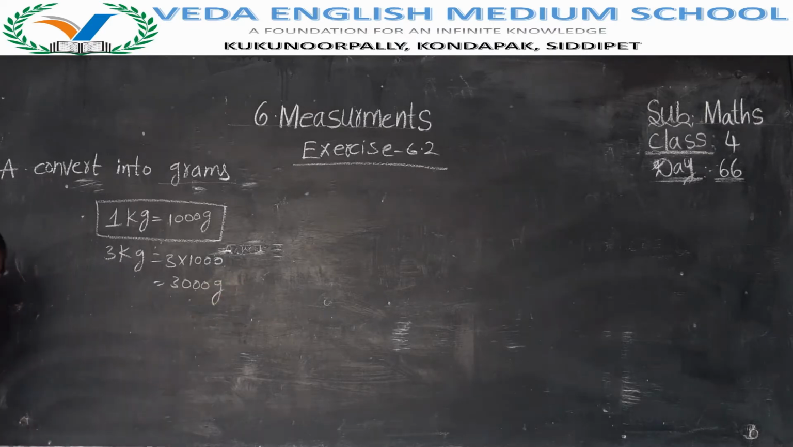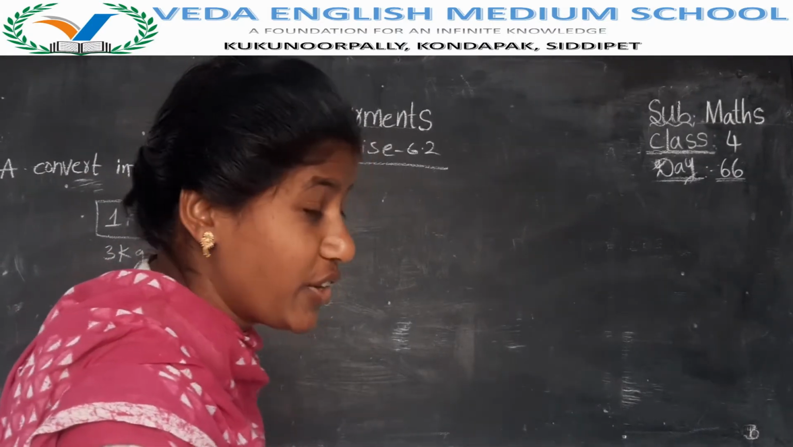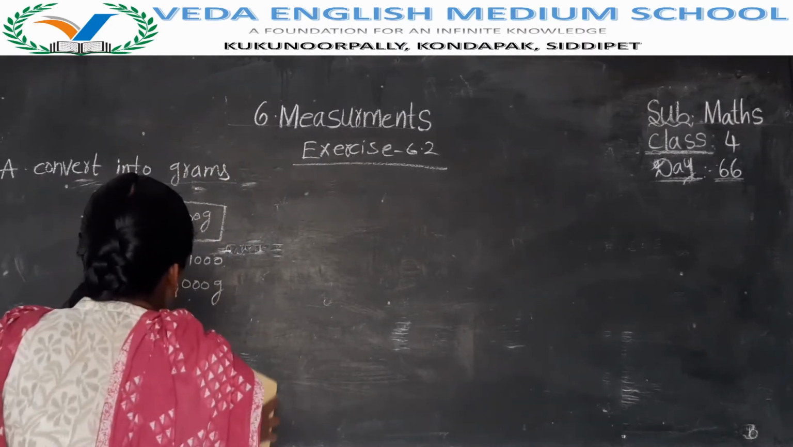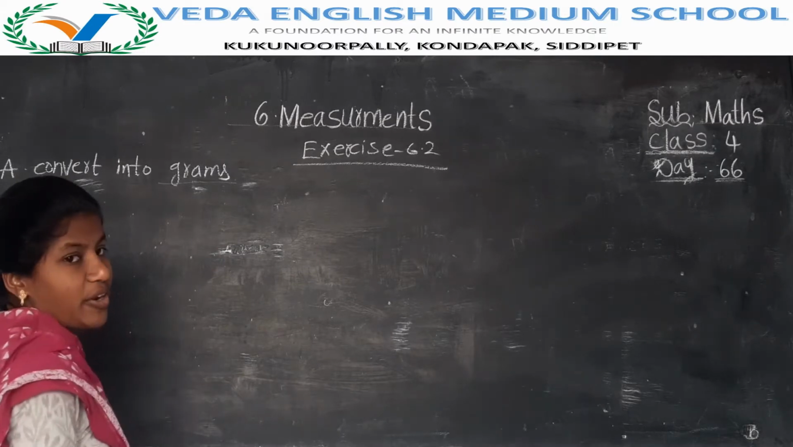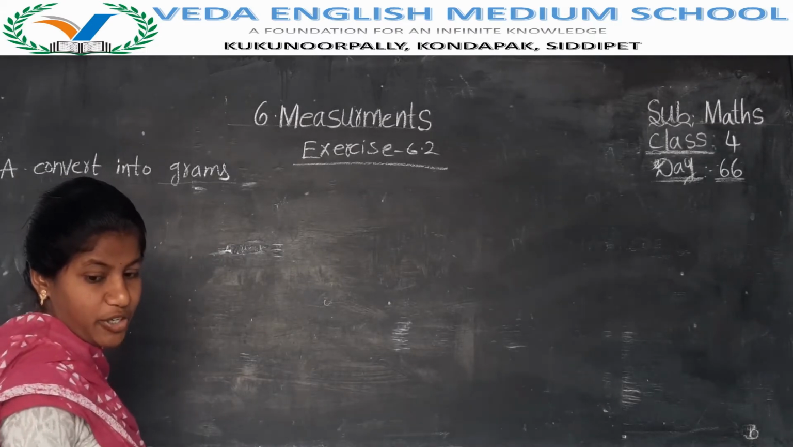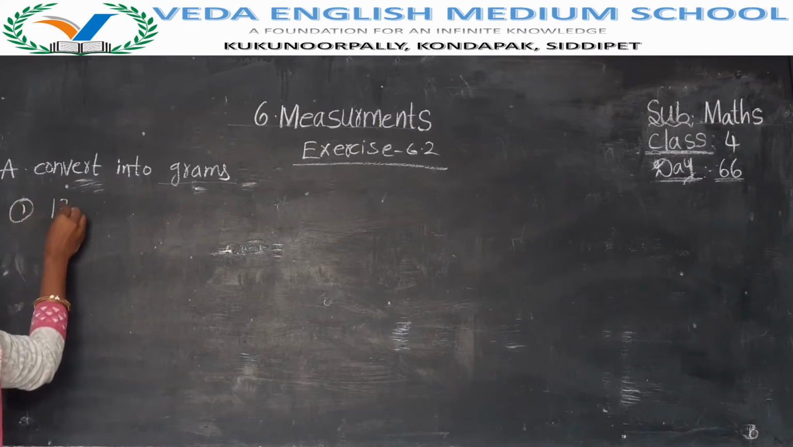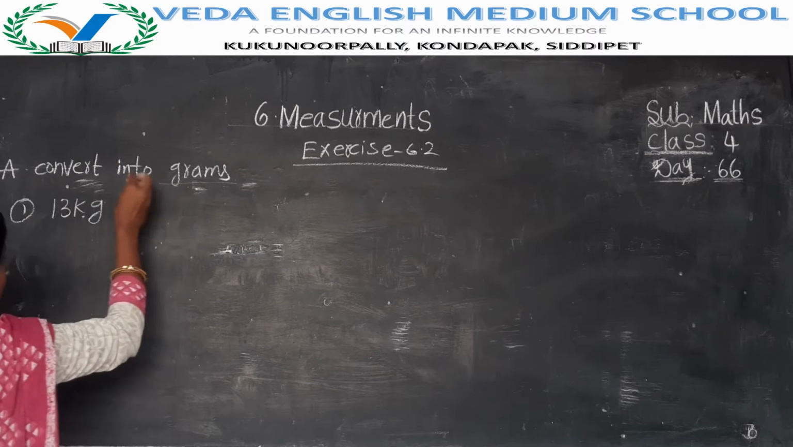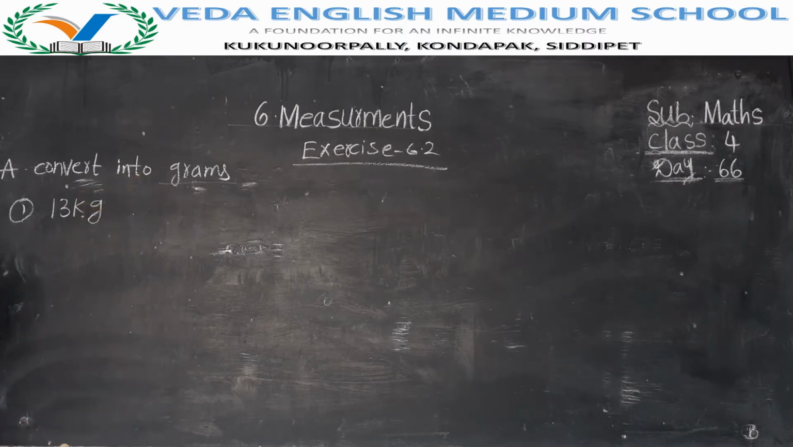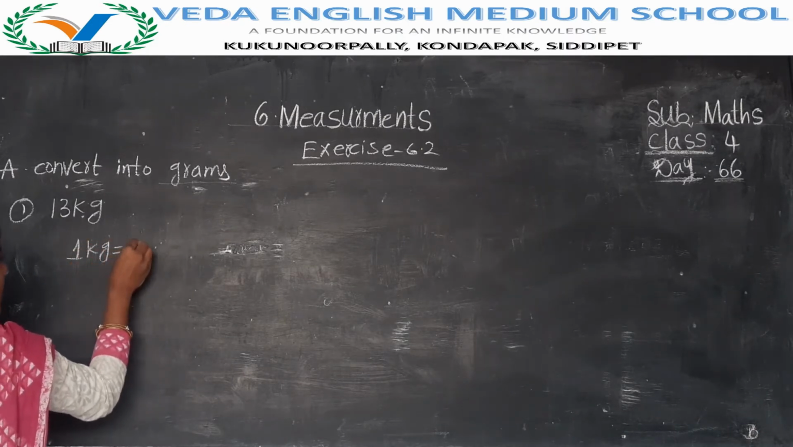When you are converting higher quantity to smaller quantity, you have to multiply. So in exercise 6.2, the first question is 13 kilograms. Now they are asking to convert 13 kilograms into grams. పెద్ద క్వాంటిటీని చిన్న క్వాంటిటీలో కన్వర్ట్ చేస్తున్నాం కదా. We have to multiply. So how to multiply? 1 kg is equal to 1000 grams.